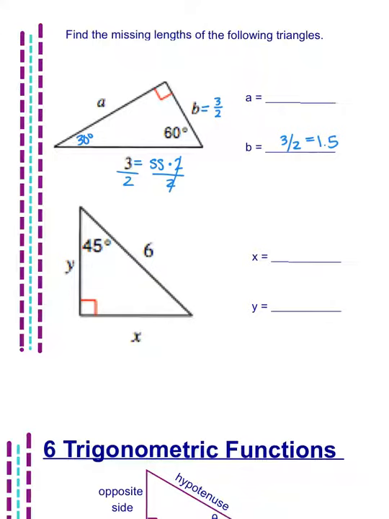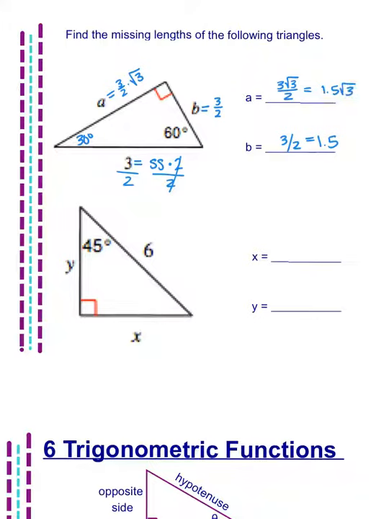And now all I got to do to find the long side is take the short side, which I've said is 3/2, and multiply that by the square root of 3. So I end up with 3 times the square root of 3 all over 2. Or if you are calling that 1.5, you have 1.5 times the square root of 3.